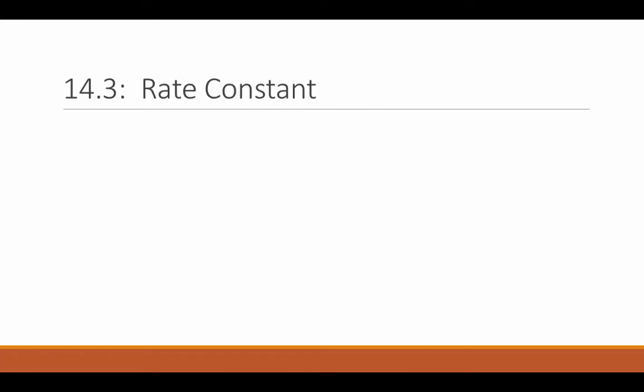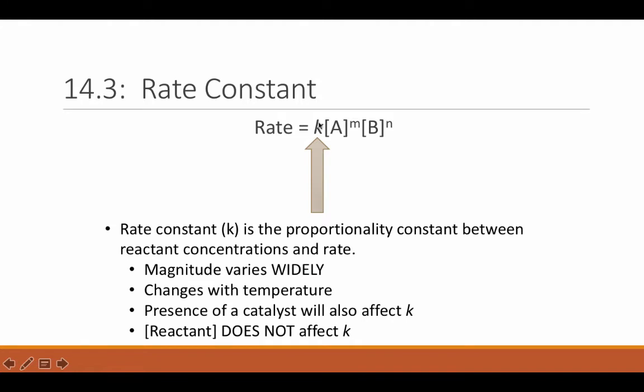Now let's look at each part of the rate law individually, starting with the rate constant. Again, k represents the rate constant. The rate constant is essentially just the proportionality constant between the reactant concentrations and the rate. We know that the rate will change proportionally with the reactant concentrations. So k is simply the constant that will make that proportionality hold. k will vary widely, so don't worry if you have a very small k, like a fractional number, or a k in the thousands. That's totally reasonable.